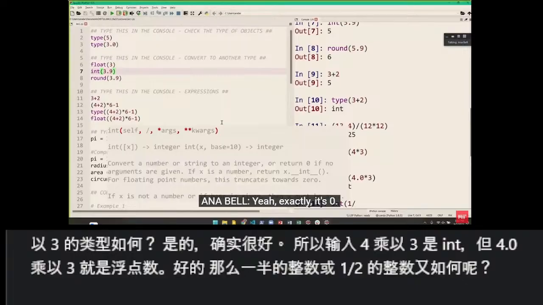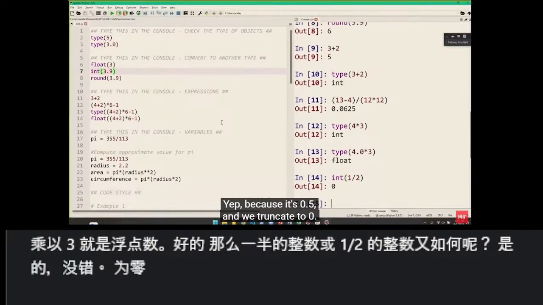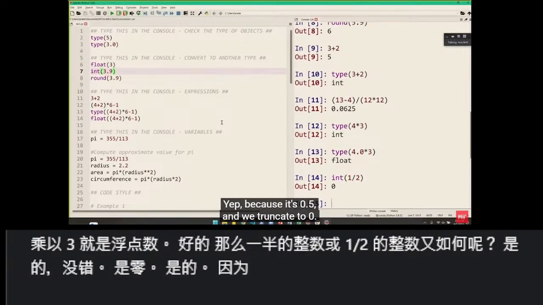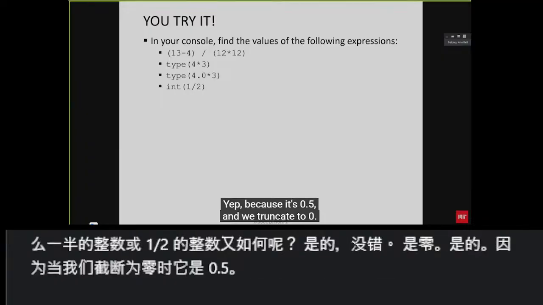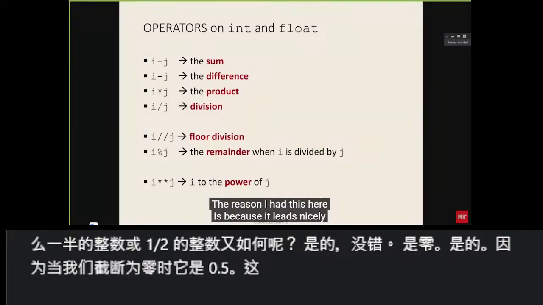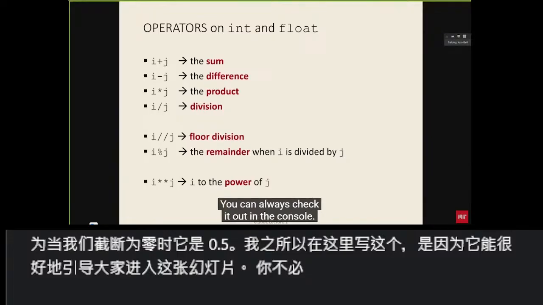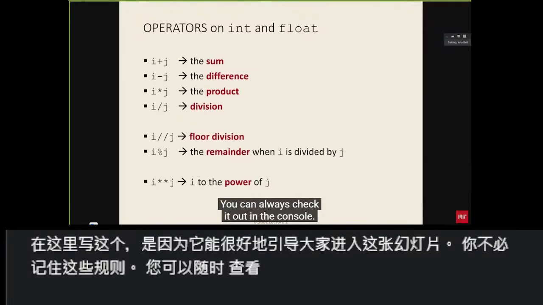Yeah, exactly. It's 0. Because it's 0.5 and we truncate to 0. The reason I had this here is because it leads nicely into this slide. You don't have to memorize these rules. You can always check it out in the console.